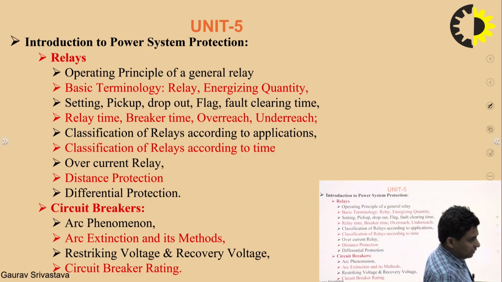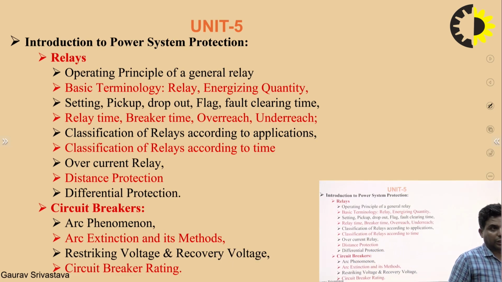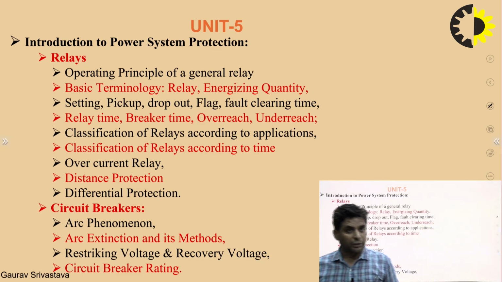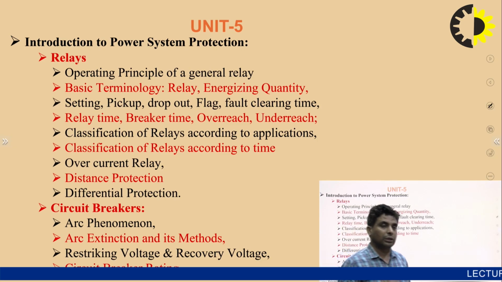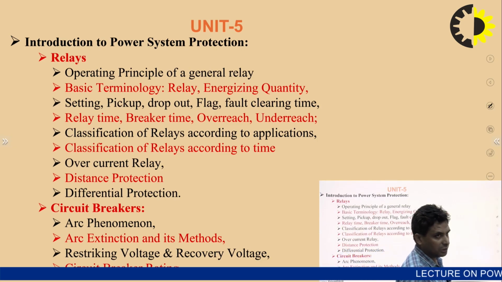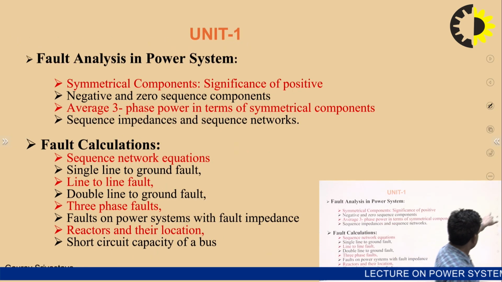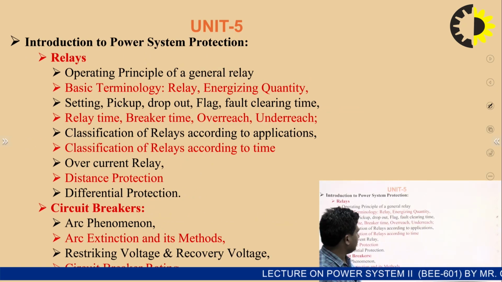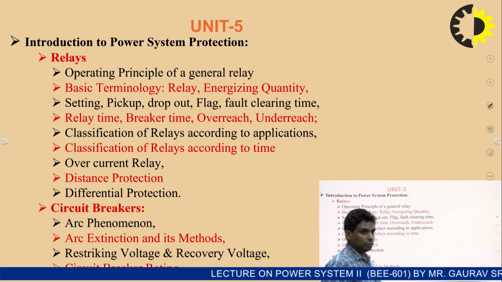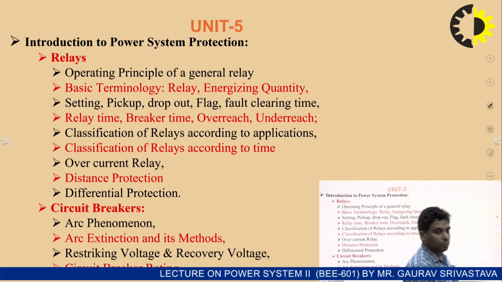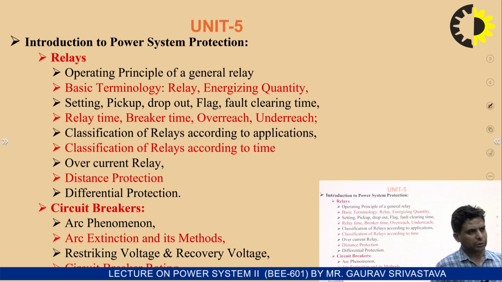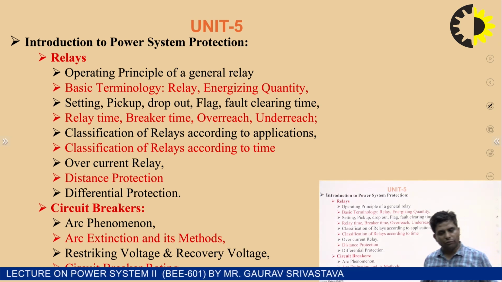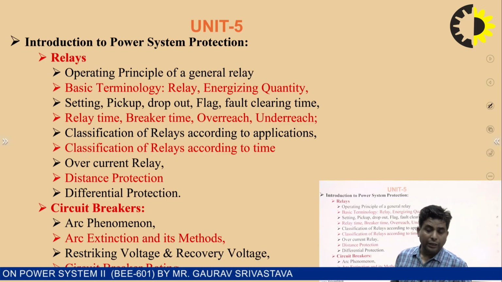These are small definitions generally used in power system protection. Then we have discussed the classification of relays. Relays are mostly classified into 7 types, but in our syllabus there are 2 types of classification described: according to the application and according to the time. Then we discuss relays like overcurrent relays, their classification, distance protection, and differential protection.